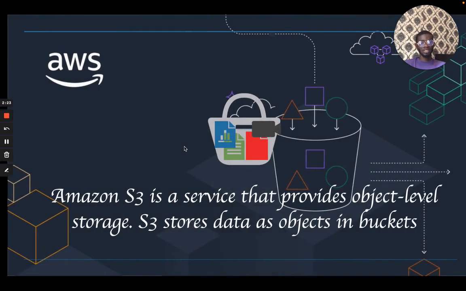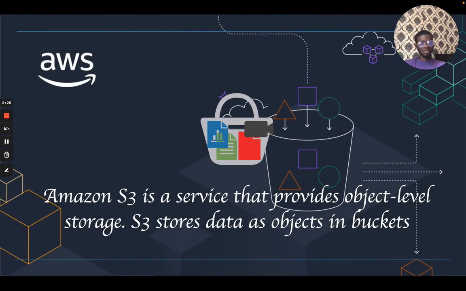What is S3? Amazon S3 is a service that provides object-level storage. S3 stores data as objects in buckets. The object consists of the data, metadata, and a key. Data can be an image, a video, a text document, or any type of data. Metadata consists of the information about the data, how the data is used, and so on. A key is a unique identifier of the data.